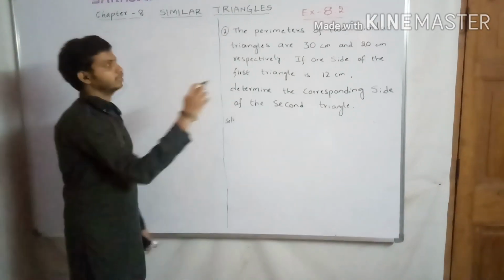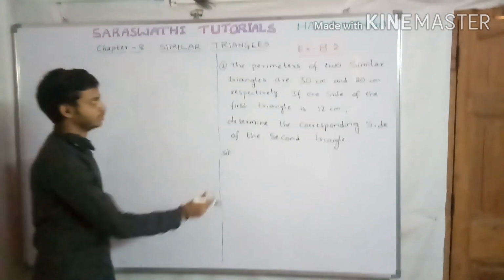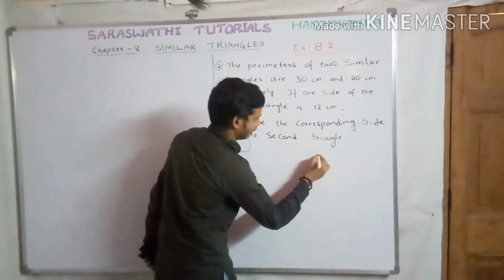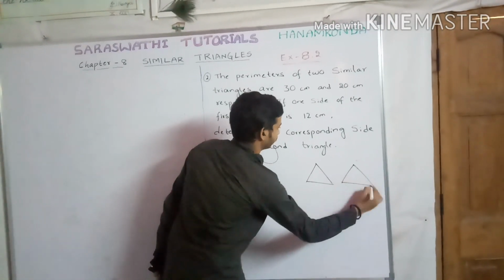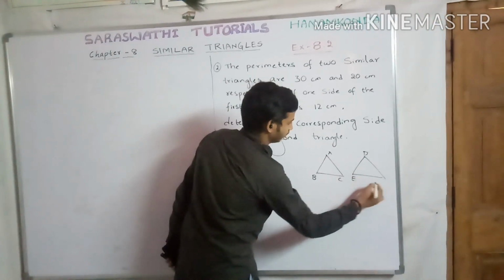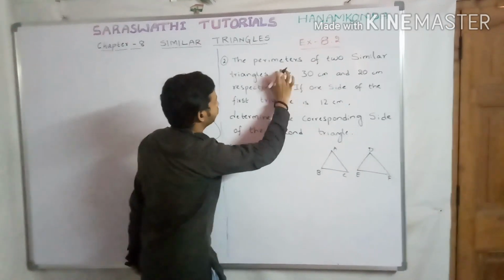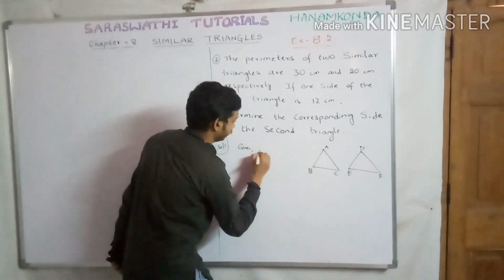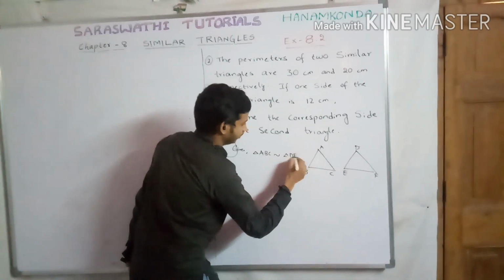The next question is: the perimeters of two similar triangles are 30 centimeters and 20 centimeters respectively. If one of the sides of the first triangle is 12 centimeters, determine the corresponding side of the second triangle. If we consider two triangles, triangle ABC and triangle DEF, given that they are similar, triangle ABC is similar to triangle DEF.